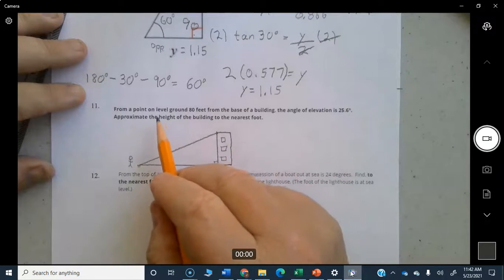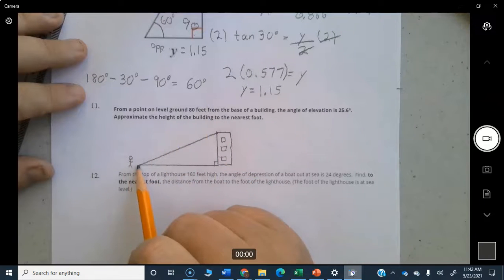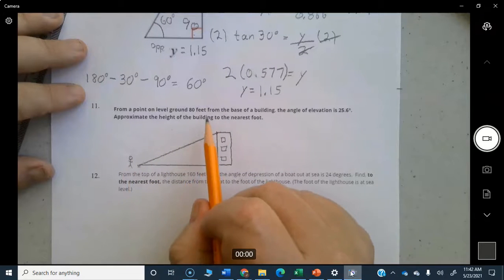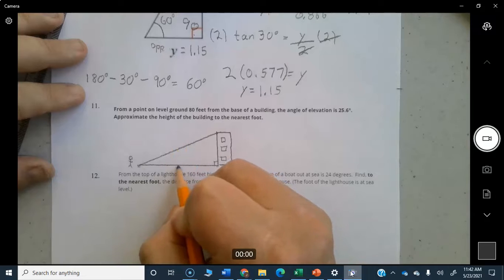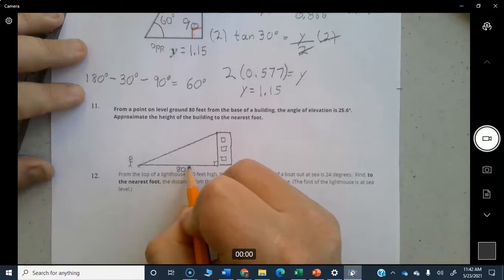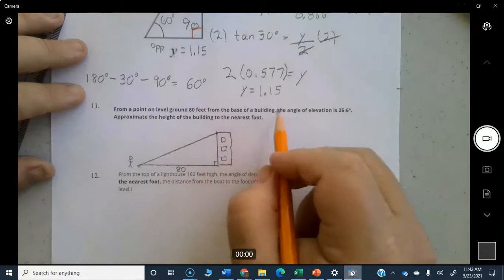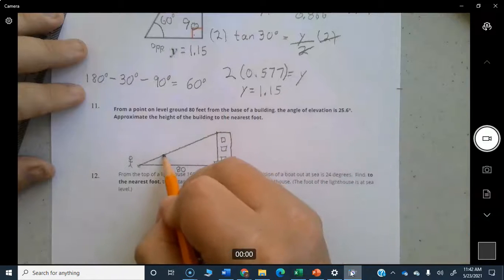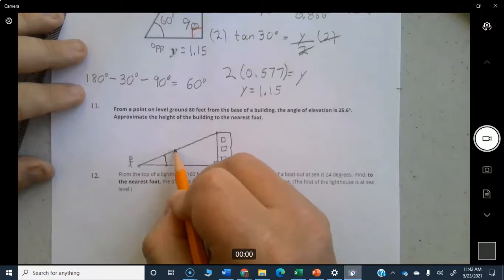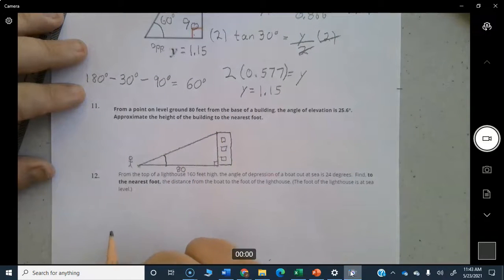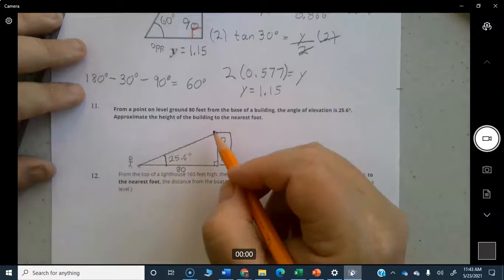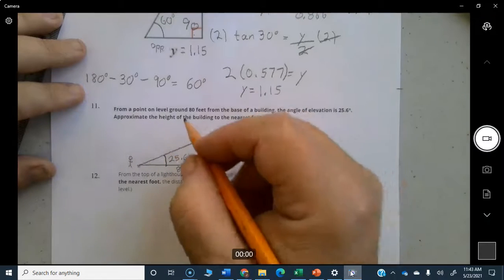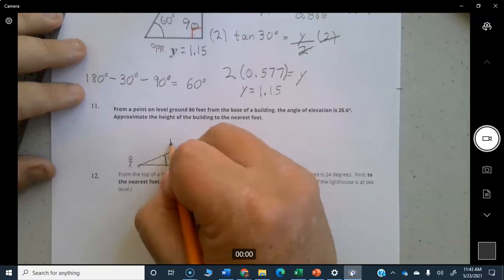So it says from a point on level ground. So you're lying on your belly, looking over here. You're 80 feet from the base, that's the bottom of the building. So this number here is 80 feet. The angle of elevation, that's this angle. It's how much from the ground you have to elevate to see the top of that building, and it's 25.6. So they want you to approximate the height. So this is the hypotenuse.